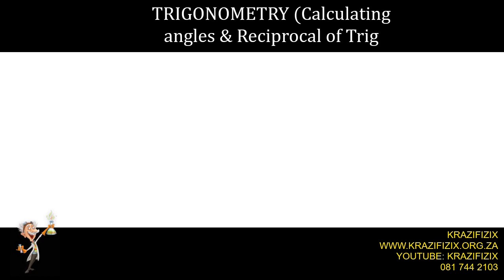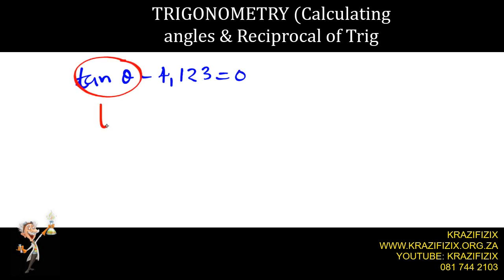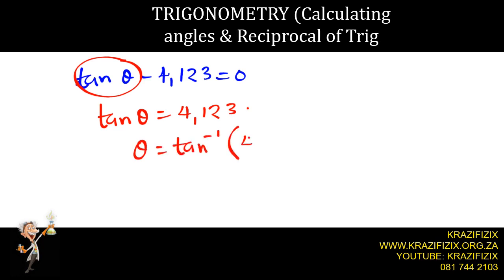Look at this one. Tan theta minus 4,123 equals 0. Now we can treat this more like an algebra expression. So what do we do? We can move the 4,123 over and isolate this one. So we have tan theta equals 4,123. Now what is theta? The whole idea is to isolate the trig ratio.